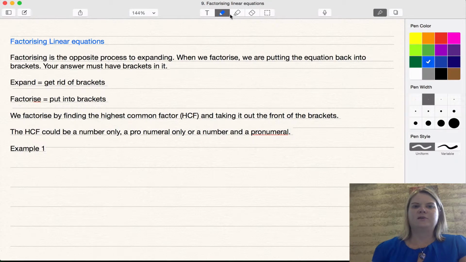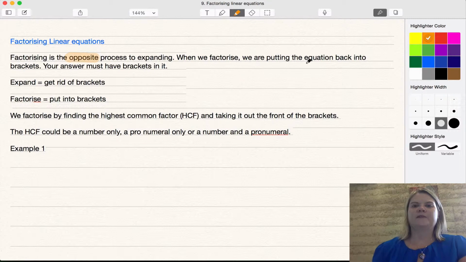Factorising is the opposite process to expanding. When we factorise, we put an equation back into brackets, so your answer must have brackets in it. I'll put the example down here.